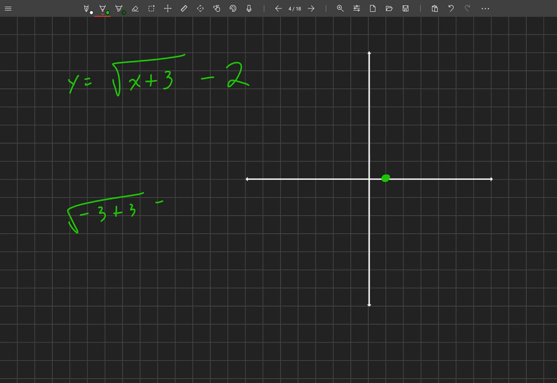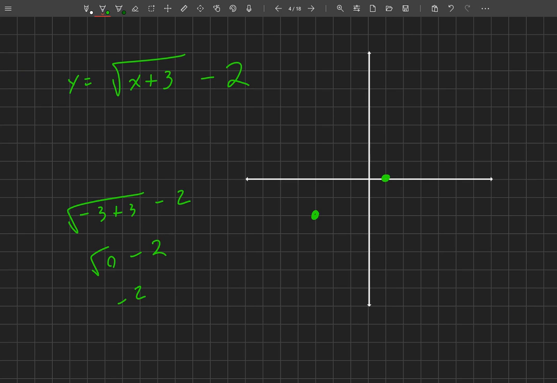If I plug a negative 3 in, what do I get? Well, negative 3 plus 3 is 0. Square root of 0 is 0. Minus 2 gives me negative 2. Now, here's the issue. Some people say in class, and I see this all the time, that, well, you can't take the square root of a negative number. That's true. But when you do things to it, it doesn't always end up negative, right? Like I plugged in a negative 3, but I still added 3 to it. That's why you can do that. All right, so the point is, I plug in negative 3, I get negative 2.